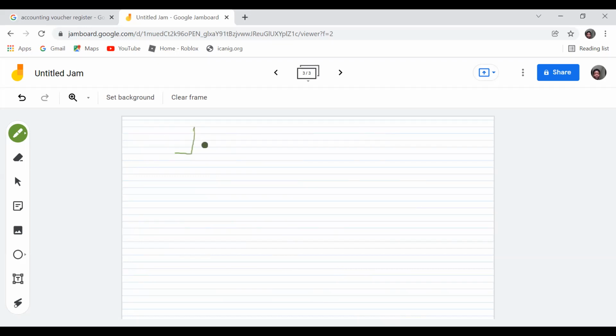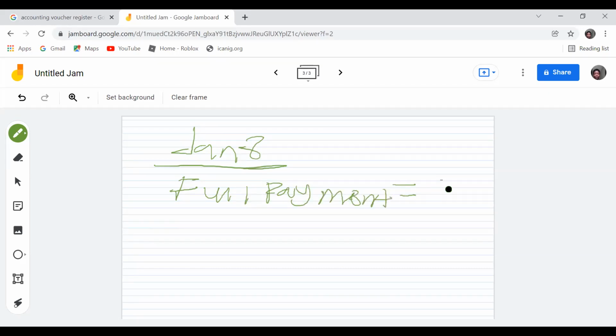So January 8th. Full payment, you are going to enjoy a cash discount. Full payment equals cash discount. We are giving a cash discount of how many percent? 5%. So 5 divided by 100, then you multiply with the invoice, which is 340,000. 5 divided by 100. Okay, let me check that.